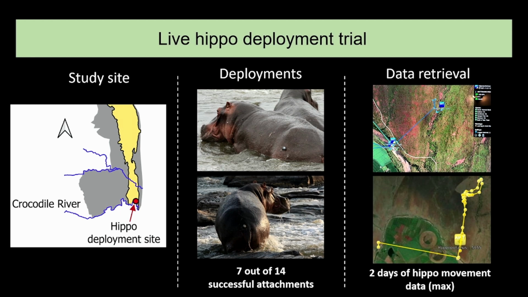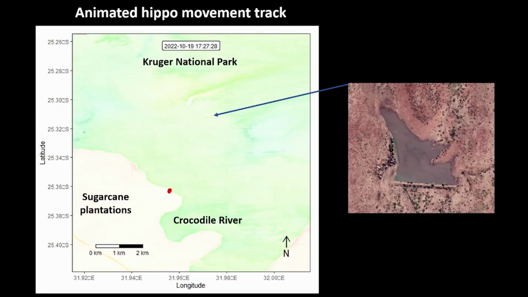So the next step was the data retrieval, and this has been our biggest challenge so far. We've moved from using a handheld UHF receiver to a LoRa tower now, which is assisting us, but we're still in the development phase of these tags. But I was going to share with you just a quick little movement track that doesn't seem much, but I'm pretty chuffed with this. Just a glimpse into what these hippos are doing.